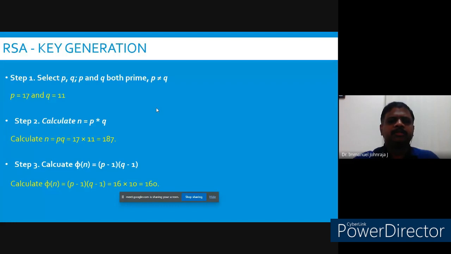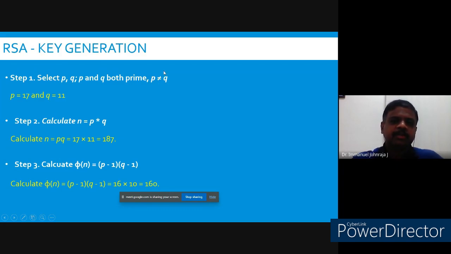First step is we are going to choose two numbers, P and Q. What is P and Q? It's a standard representation used for our RSA algorithm. Can I use A and B? You can, but this is the customized convention used for the RSA algorithm. So P and Q are two prime numbers and they cannot be equal.